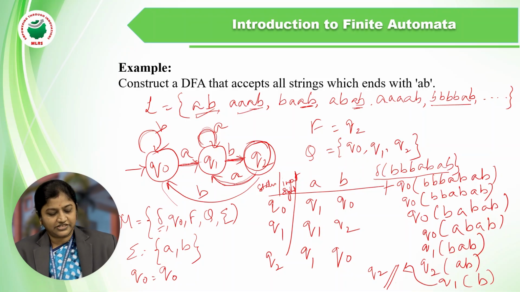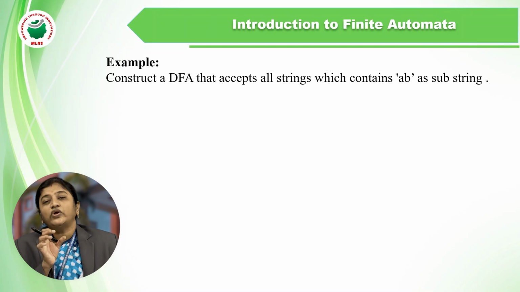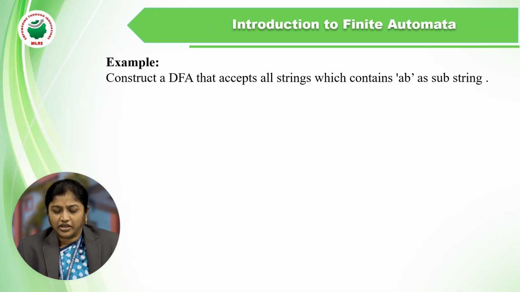We'll solve the next problem. Construct a DFA that accepts all strings which contain AB as a substring. Substring means what? Here they have said this AB. So AB should be present anywhere. It can be at the starting or at the middle or at the end. But after A should come B. So AB compulsory should be there.